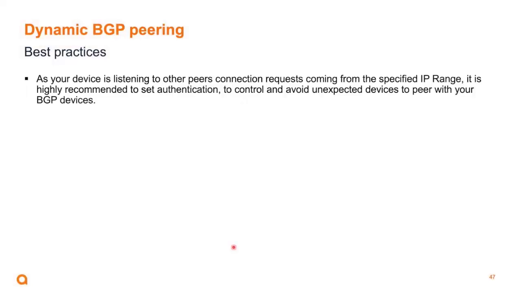So the first one is to set authentication. As we are listening to a subnet, by default, we can accept all incoming connections for that subnet. So to control unexpected devices, it is recommended to use authentication.